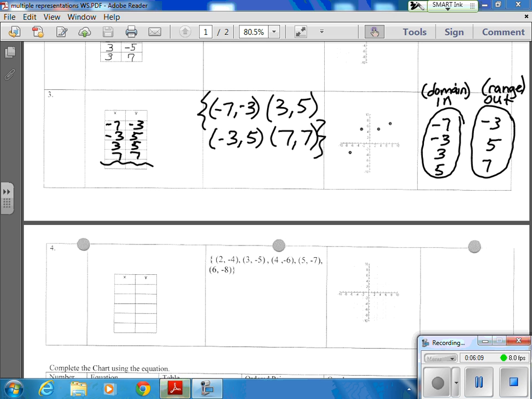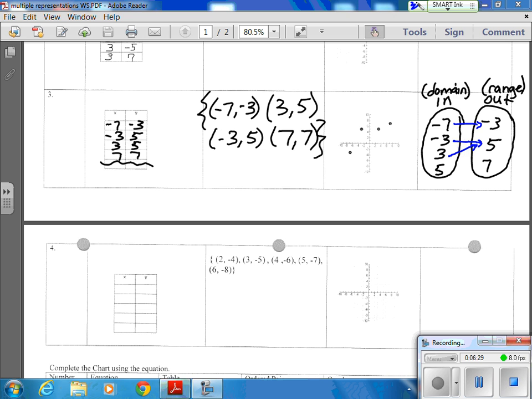Right, so here's what the mapping would look like. You start at -7 and you draw your arrow to -3. Okay, then the next ordered pair is -3, 5. So start at -3 and you go to 5. Next is +3, +5. So you start at +3 and again go up to 5. So 5 will have 2 arrows pointing at it.